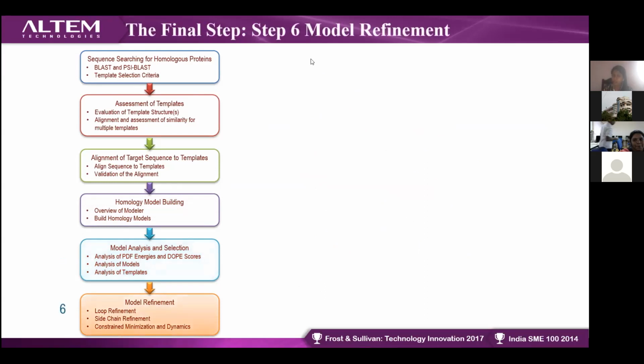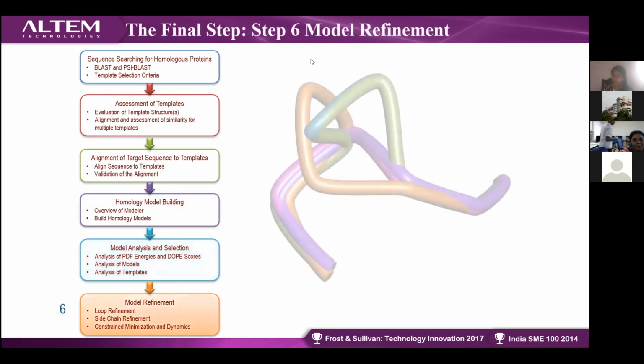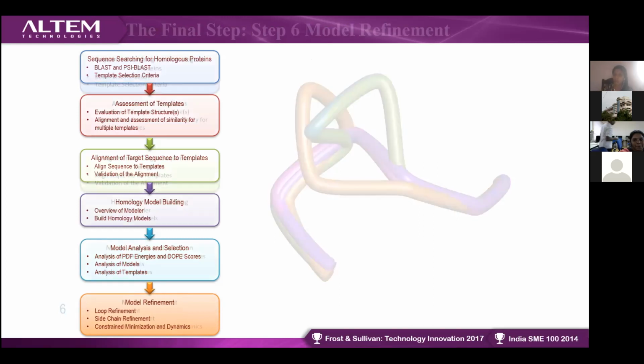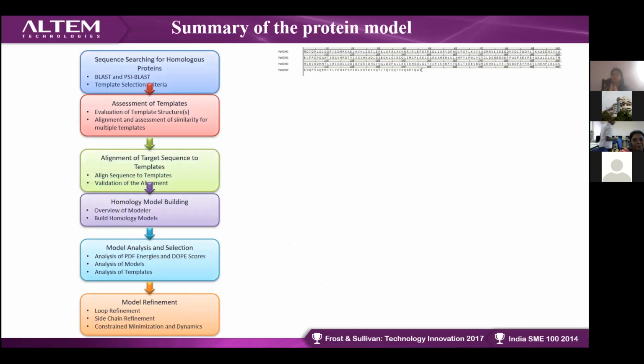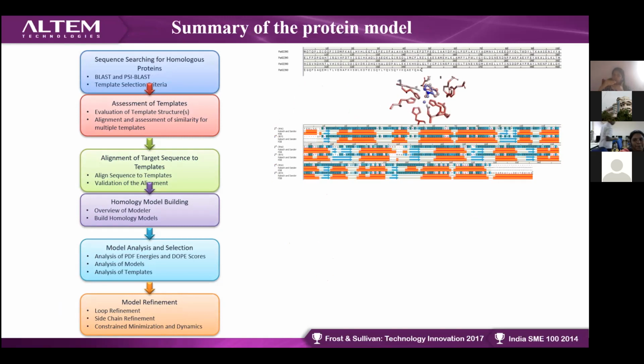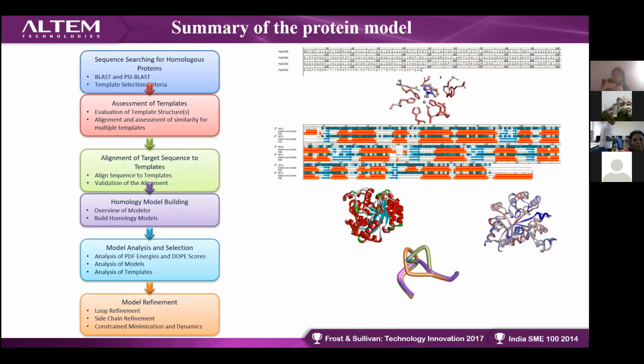Coming to model refinement, apart from loop refinement, you can do sidechain refinement as well as constraint minimization and dynamics. Constraint minimization and dynamics can be done on the modeled structure itself. To summarize the protein model: you have your sequence, you go for alignment, and once you have aligned your structure, you predict your homology model. Once you have modeled your structure, you go for model refinement.